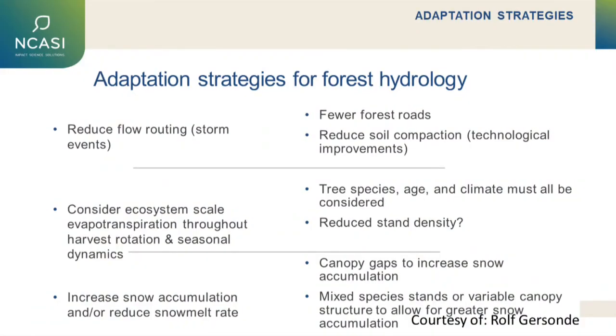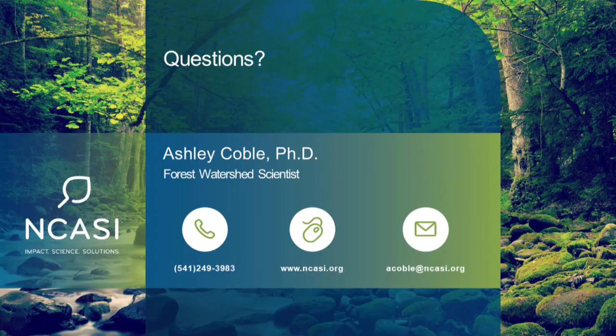And so even if transpiration is reduced in the predominant species, there's a question of how long it will take for the ecosystem to recover, either through understory vegetation transpiration processes, or also evaporation processes within that system. And then finally, as I just mentioned, in terms of increasing snow accumulation or reducing snowmelt rates, potential strategies, of course, could be utilizing those canopy gaps to increase snow accumulation, but also to strategize how those mixed species stands or variable canopy structure may also limit some of those energy factors that affect snowmelt rates overall. And so I think I'm over time, so I will take questions.